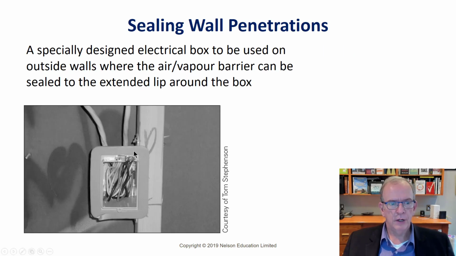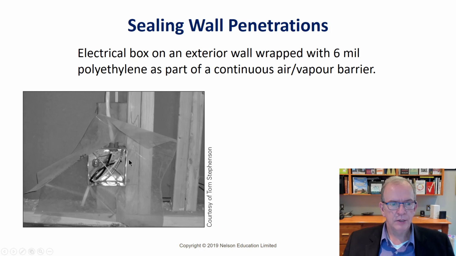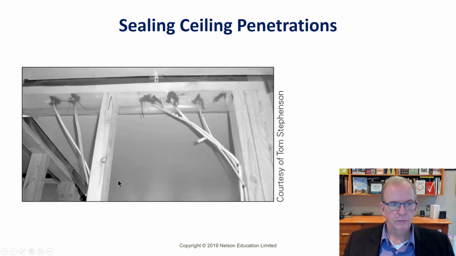Here we have, this is a better one. It's got like a self-sealing gasket that pulls through, and then this gasket seals around the outside of the outlet box so that there would be very little leakage through those outlet boxes, as opposed to this, which is very difficult to seal that really well.